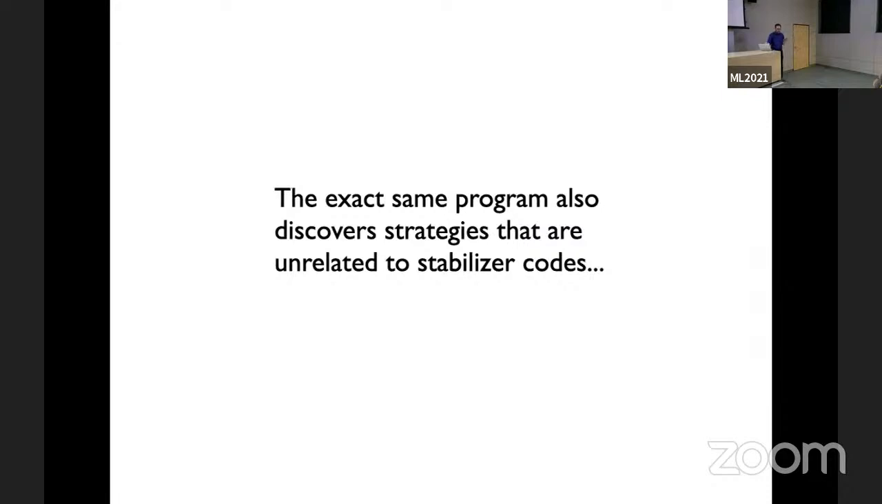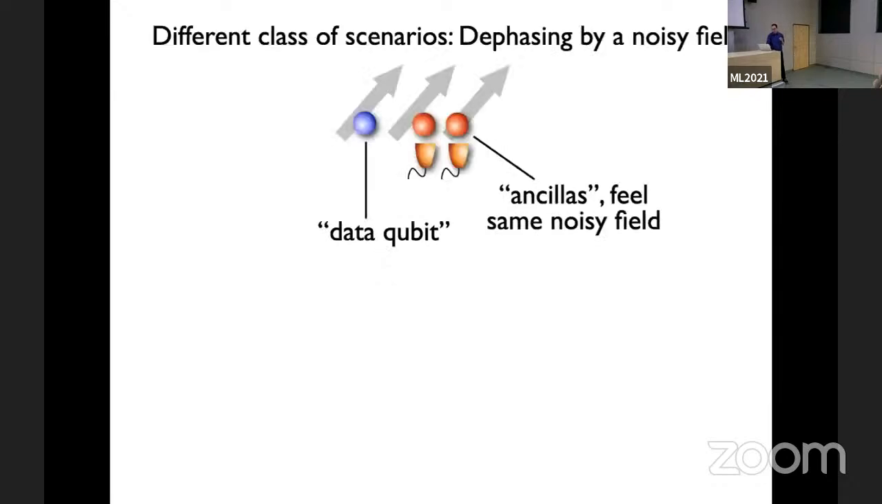Okay, so now this all sounded like stabilizer codes. It was stabilizer codes. But the same algorithm also can discover things that have no obvious connection to stabilizer codes. And that's quite important to see. Yeah? So here's a scenario that we explored.